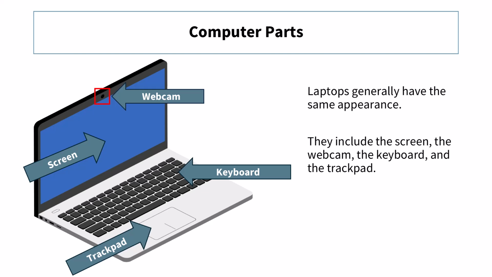This image shows you where the basic parts are generally located on a laptop computer. We see the webcam at the top and center of the screen, and we see the keyboard and trackpad on the base of the laptop.